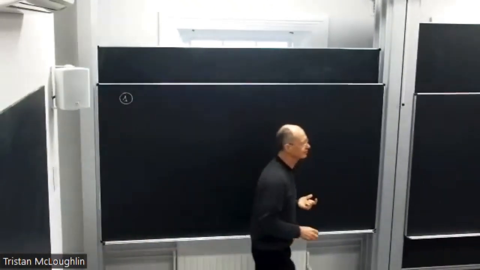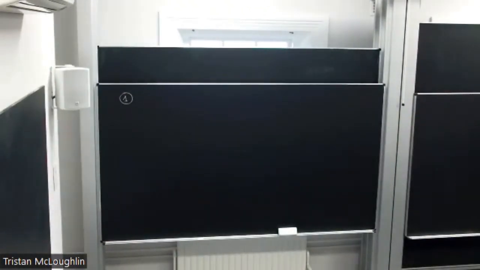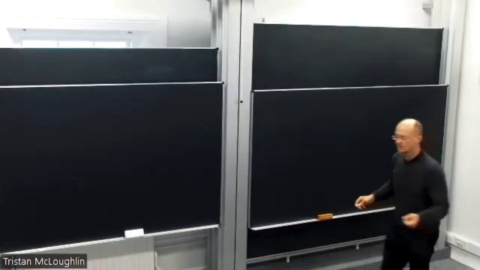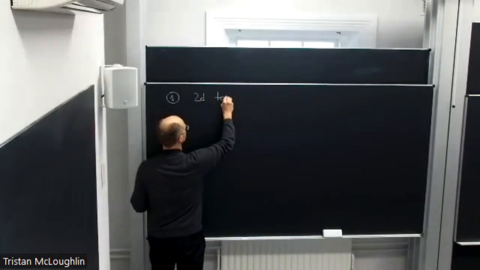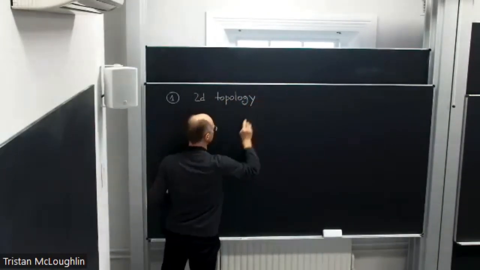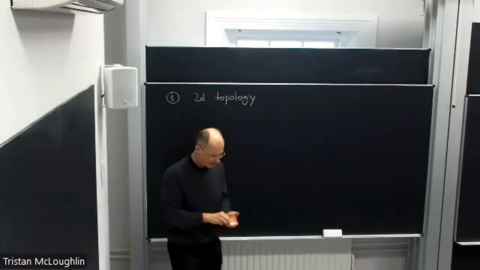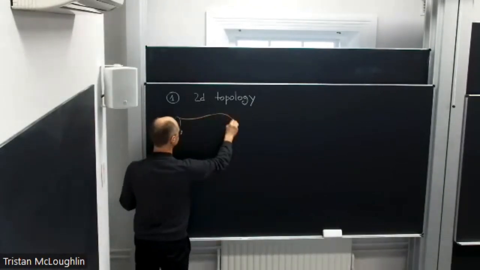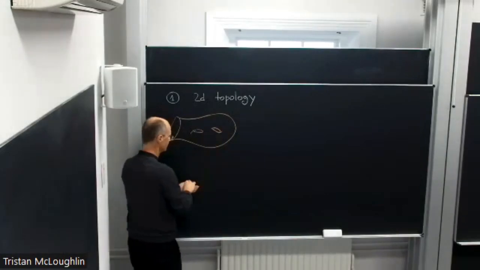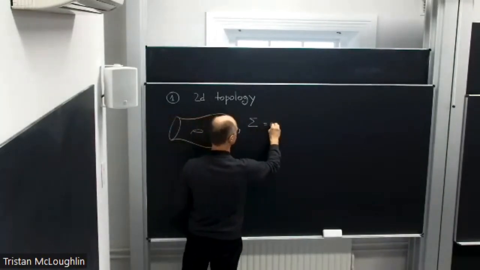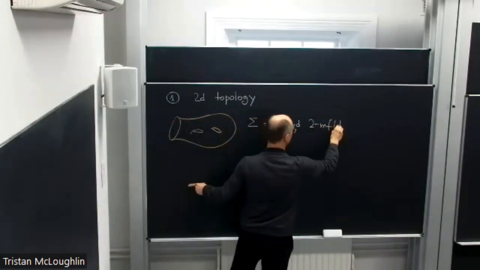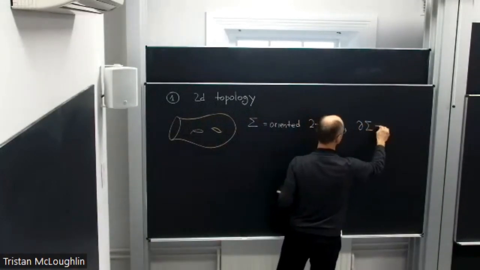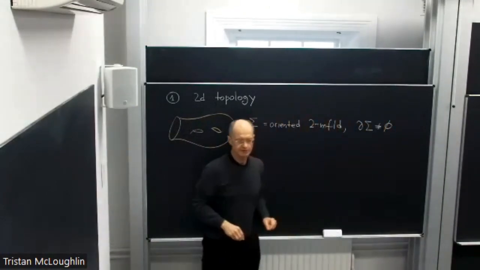Of course, as I said, it was a little bit provocative, this easy and hard, and I'm happy that you took the bait. So, what about this 2D topology story? We start with Sigma, an oriented two-manifold, and usually, we will see why, we're going to assume that the boundary is non-empty.